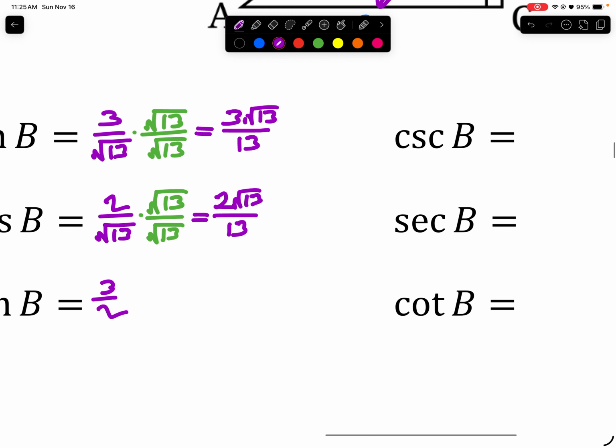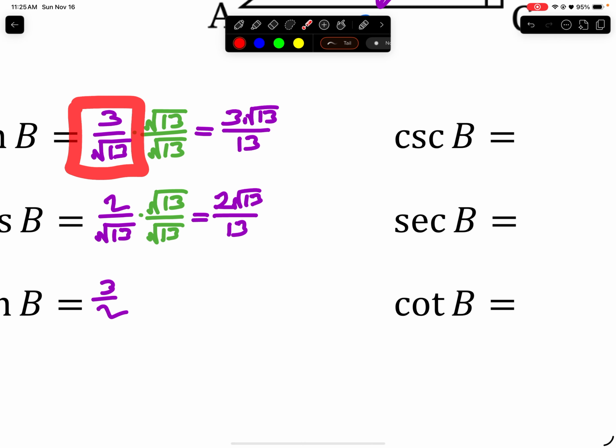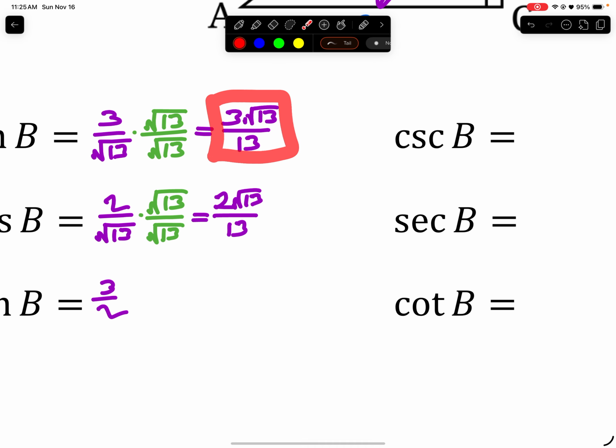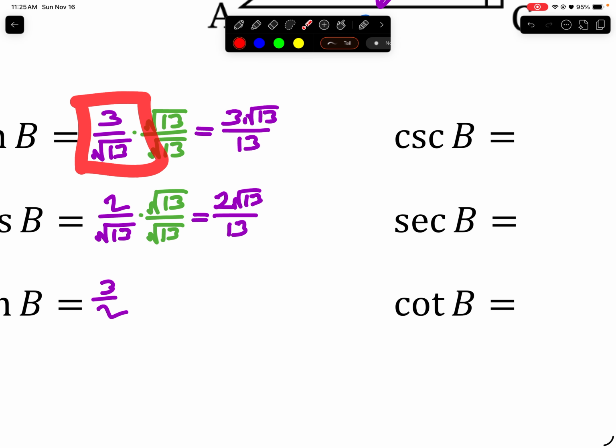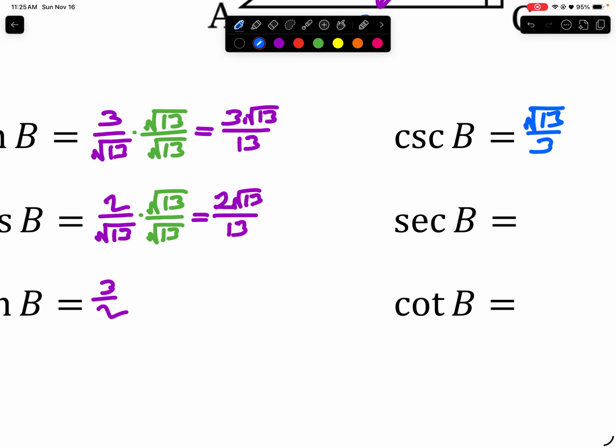And then when you do your reciprocal trig ratios, you can just flip them. Now, when you're flipping, you can either use and reference the original, or you can reference the simplified. In this case, if I were to flip the simplified, that's going to put a radical in the denominator, which I want to avoid. So I'm going to reference just the original. When I flip it, we get root 13 over 3.